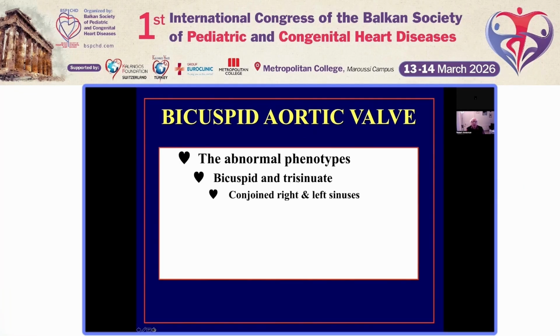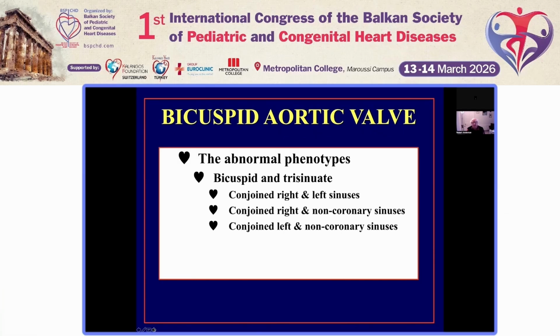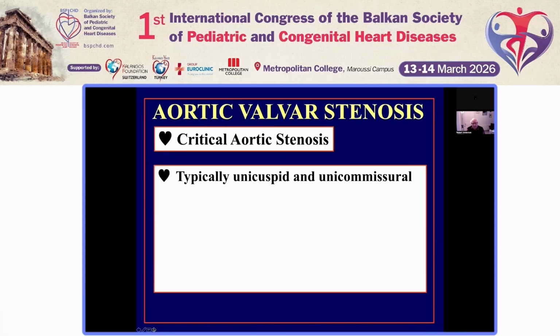And that is because 2 of the sinuses are conjoined, usually the right and left coronary sinuses, less frequently the right and the non-coronary sinus, rarely the left and the non-coronary sinuses. But on occasion, the bicuspid valve can not only be bicuspid, it can also be bisinuate. But for those of you dealing with infants, by far the commonest type is the valve that is unicuspid and trisinuate. And here it is the number of interleaflet triangles that distinguishes between these phenotypes.